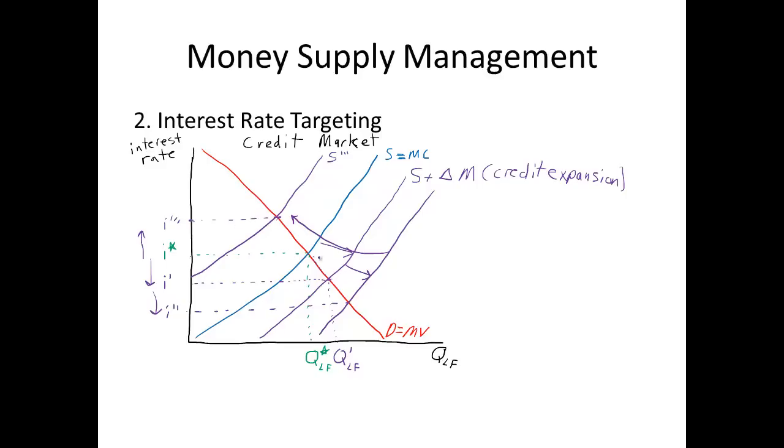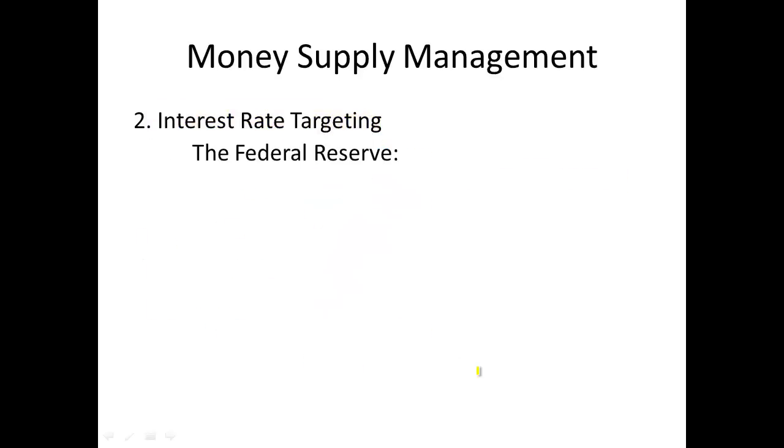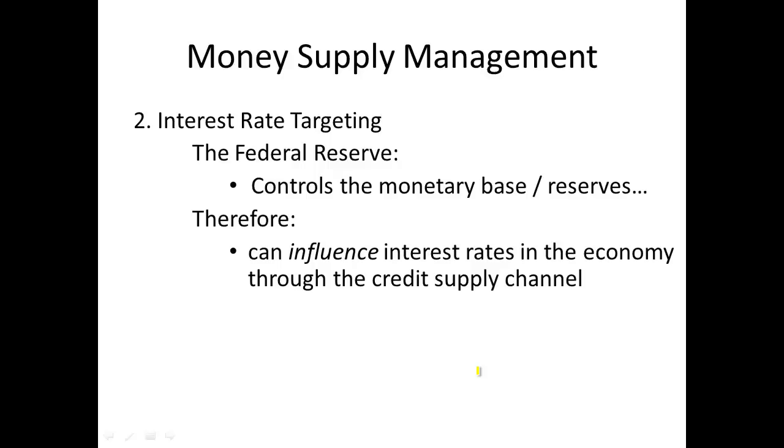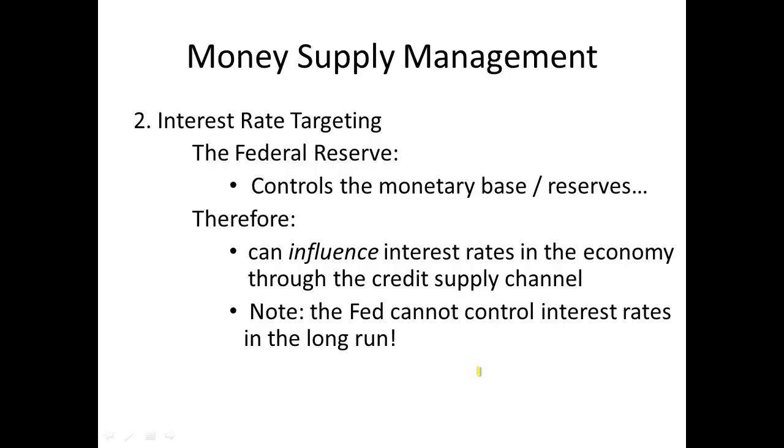This is the essence of what the Fed is doing these days in the modern era with respect to money supply management, monetary policy. We are in a regime with our Fed that is focused on this mechanism, this tool of interest rate targeting. You want to keep this in mind, and you plug this concept into everything else we'll talk about in the remainder of this lecture. Okay, so with that in mind, we know the Fed controls the monetary base or reserves in the economy. Therefore, they can influence interest rates through the credit supply channel by shifting that supply curve of credit outward or inward as they deem appropriate.